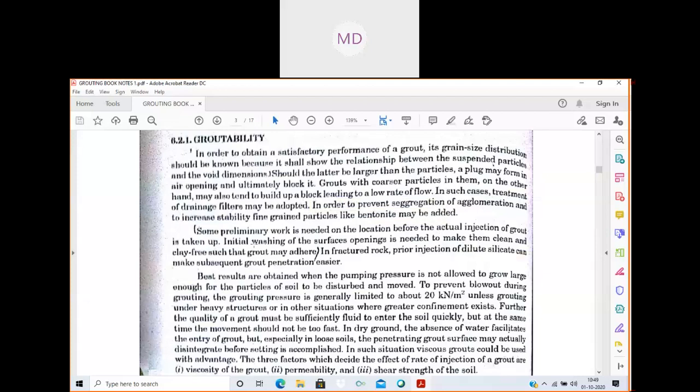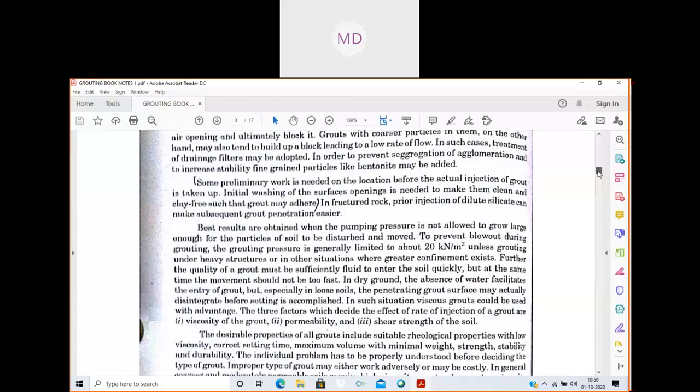Some preliminary work is needed on the location before the actual injection of grout is taken up. Initial washing of the surfaces and openings is needed to make them clean and clay free, such that grout may adhere. So some preliminary works are required, like cleaning the site. Otherwise, if we don't clean the site, the soil particles may get mixed up with the grout, and it may create some problems.